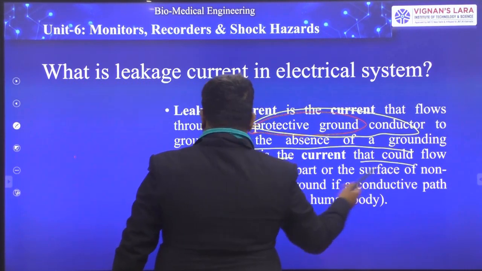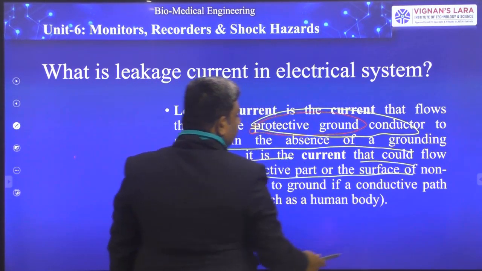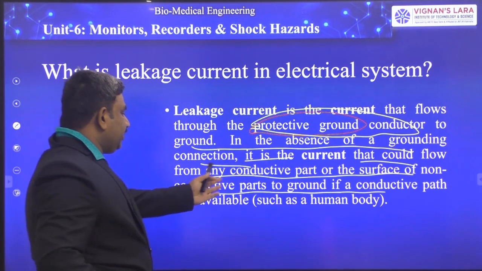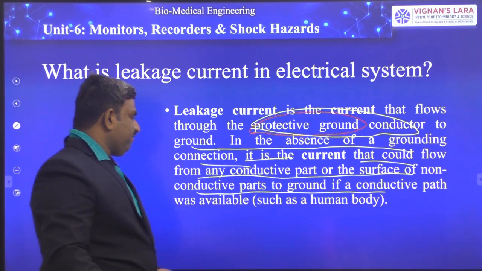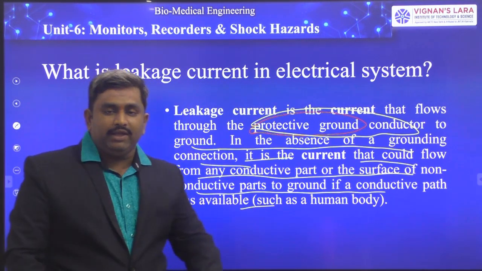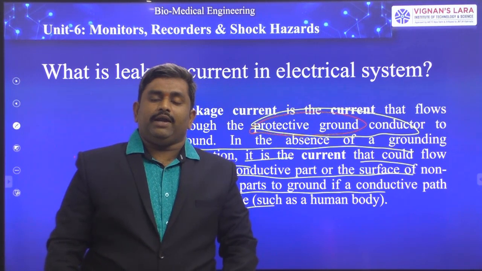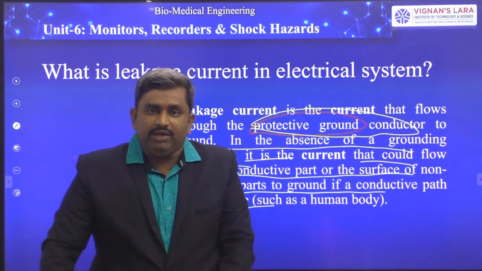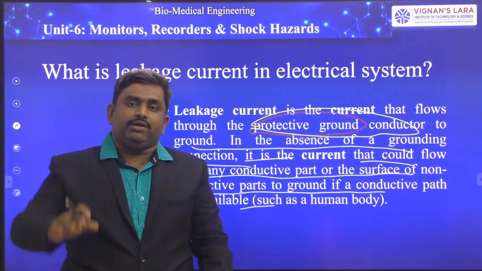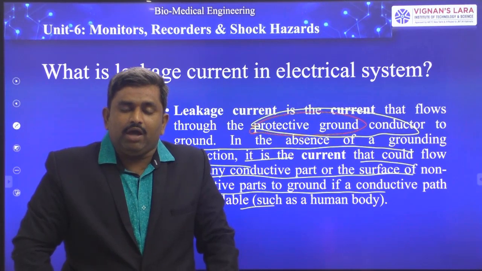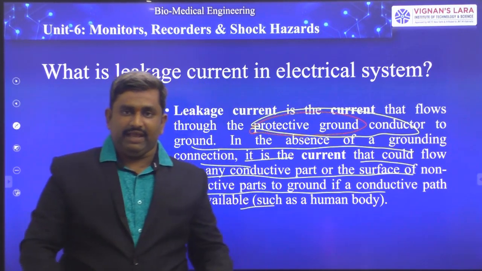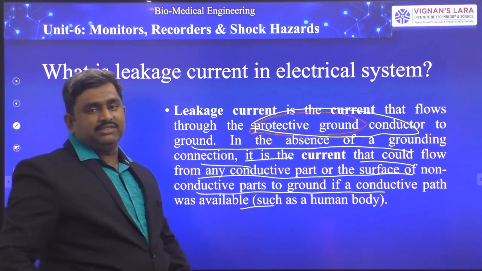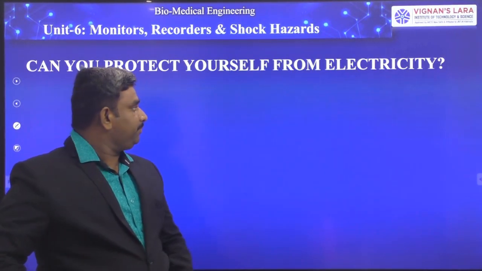It is the current that could flow from any conductive part or the surface of the non-conductive parts to the ground if a conductive path is available. Generally we are providing some non-conductive paths. At those non-conductive paths some electrical leakage will be available, and then the current doesn't have any direction to flow. At that time, if we touch the equipment, automatically from that surface we will get an electrical accident. So this type of current is called leakage current. For example, a conductor such as the human body.